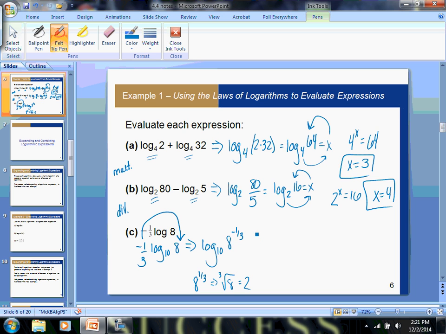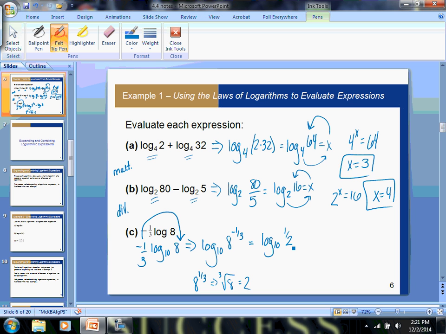This is 8 to the negative 1/3. So this is really going to be log base 10 of 1/2. So it's not just going to be 2. I didn't have 8 to the 1/3 is 2. I had 8 to the negative 1/3. So that 2 is going to move down to the denominator. So it'll be 1/2.